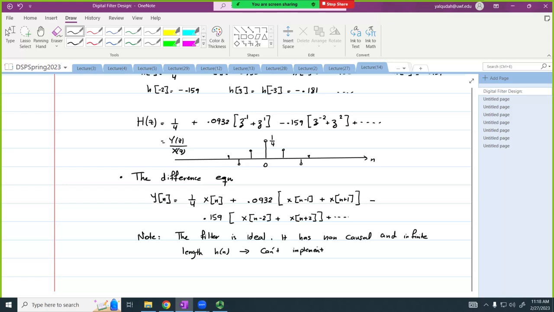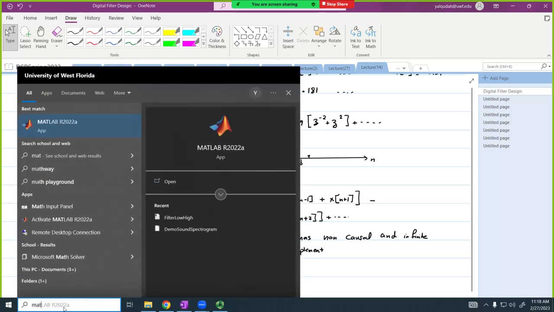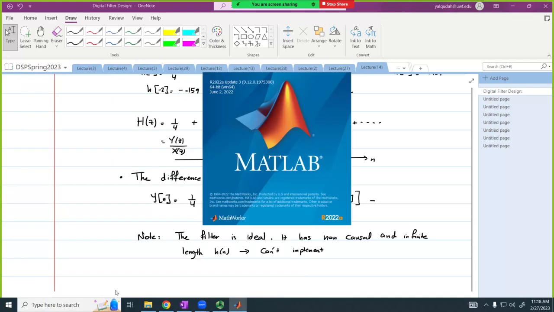But still, the system is not causal. Every time I want to calculate y of 0, I have to know the term x of n at the end in order to be able to implement the filter. Does that make sense, everybody? Is that clear? Okay, before we continue, let's do a demo with MATLAB. And then we'll come back to this example.